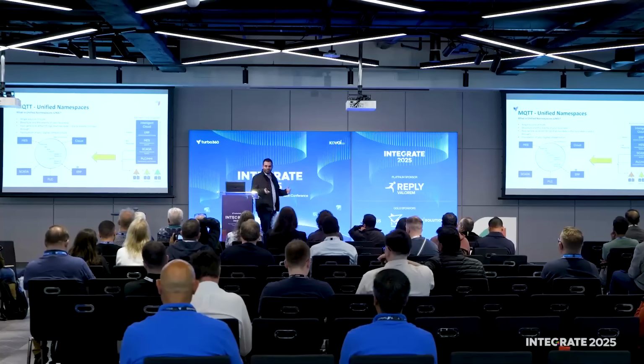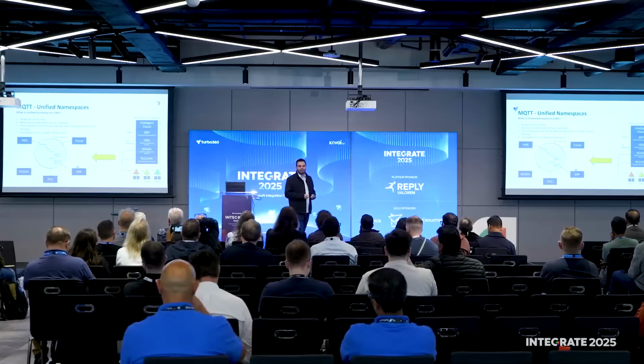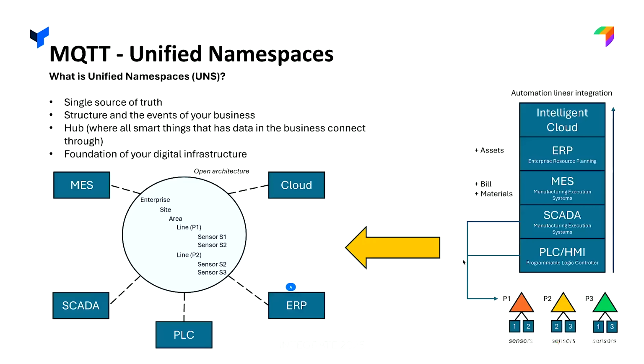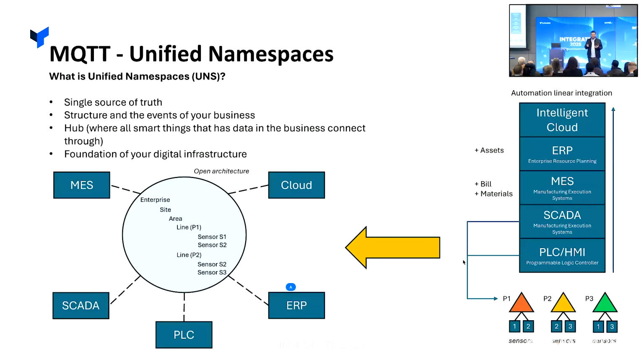And in this space of MQTT, I also want to talk about unified namespaces. And what is a unified namespace? Think about a traditional automation line of production, of integration. This is part of the traditional process. If you see on the right side, we have the PLCs, we have SCADA, we have the manufacturing management system, we have the ERP, and finally we have the intelligent cloud.